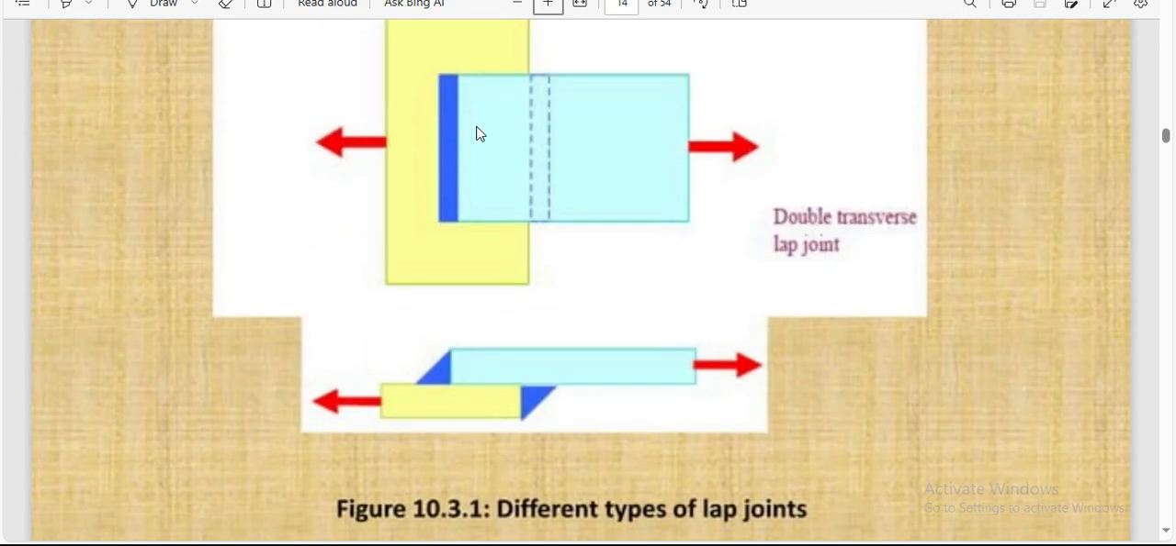Double lap joint. This shows that the inner side is welded. And the second, double transverse lap joint. This one is also double, in here or in here. The first one is single way. This one is double way. So this point shows that internally these faces are welded. Double transverse lap joint type.